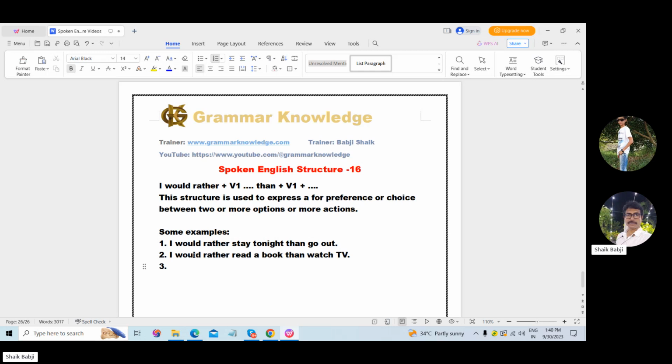Okay, I would rather take a nap than go for a walk. What does it mean by nap? Short sleep. Means I am giving preference to short sleep than go for a walk. Means I don't want to go for a walk. I want to take a short nap.